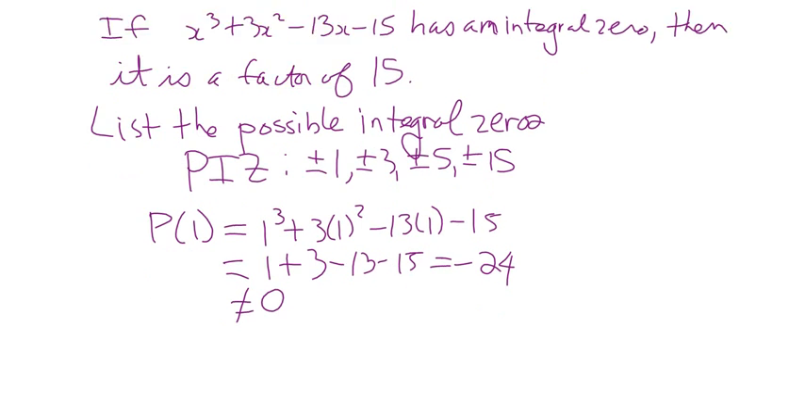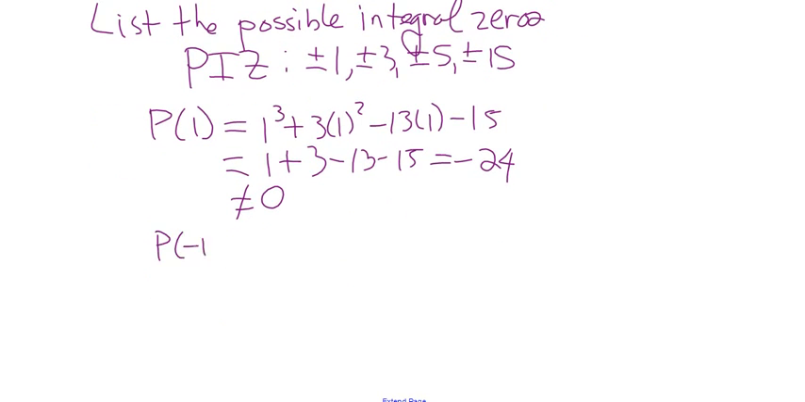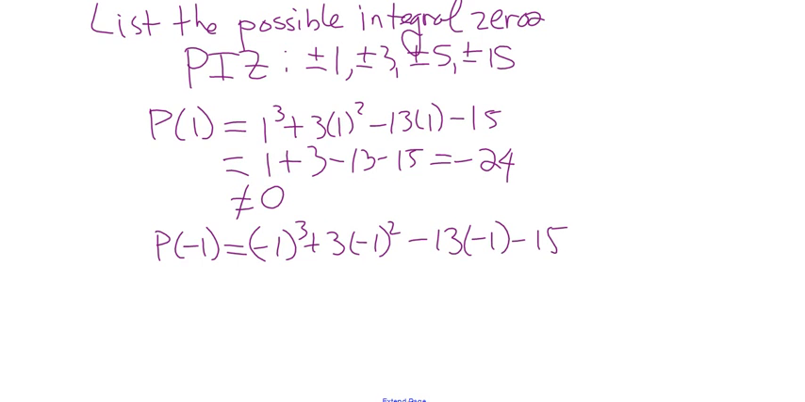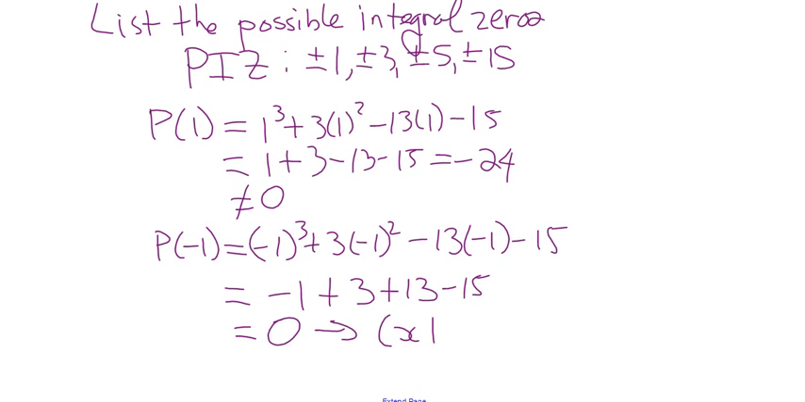Okay. Let's try P of negative 1. So that's negative 1 plus 3 plus 13 minus 15. So we got 16 minus 16, which is 0. Aha, so rejoice. And we know that x plus 1 is a factor, right? So from this, that leads to x plus 1 is a factor.